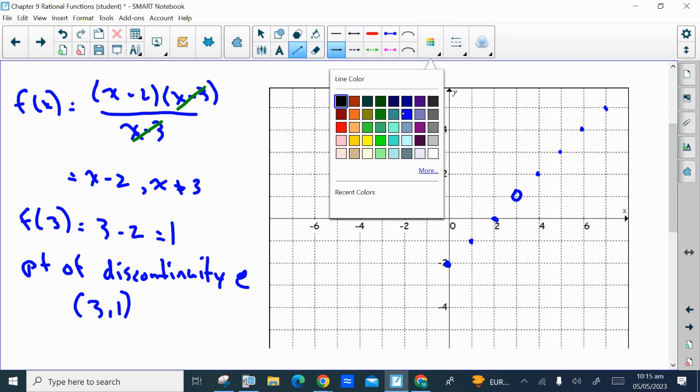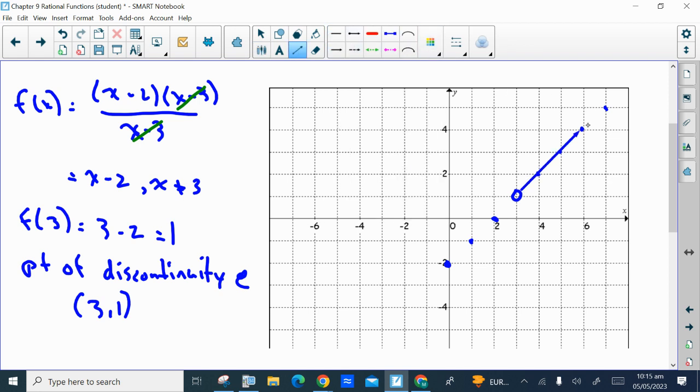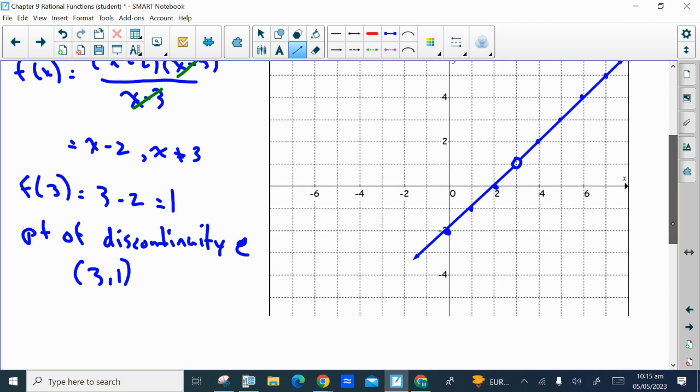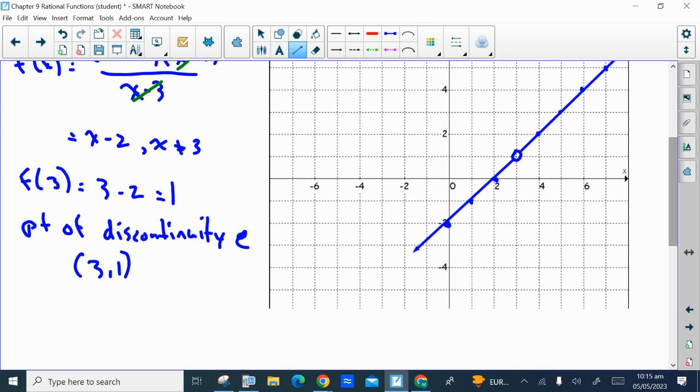So this graph would look something like this. That is the graph of the function. When we put the original expression in our calculator, we got a line with a y-intercept of negative 2 and a slope of 1. And even though the calculator didn't show it, there is that break in the graph, our point of discontinuity.